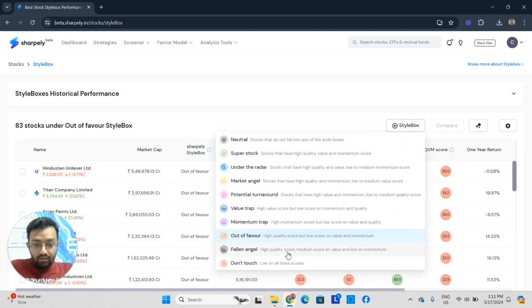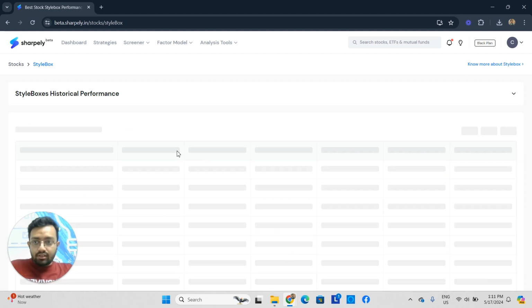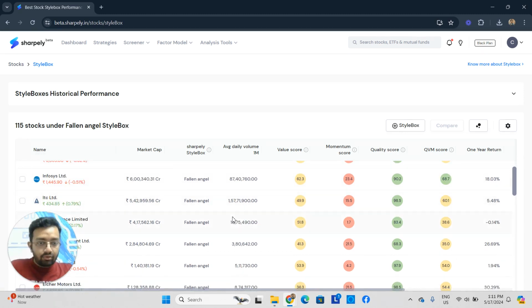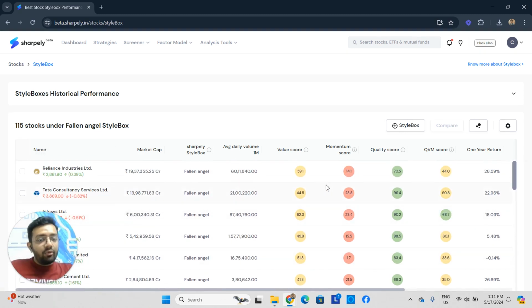The other negative style box is fallen angels. In this, value score is mediocre, quality score is very high, and momentum is very weak. So this style box has stocks like Reliance Industries, Tata Consultancy Services, Infosys, ITC, etc. So valuation is not very bad, but it is not great as well. And the momentum is very weak at the moment.